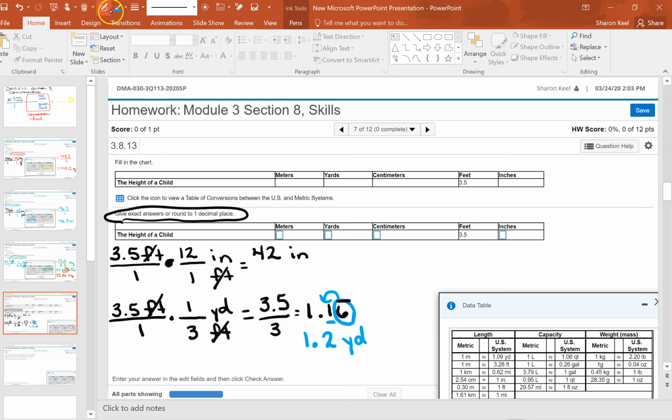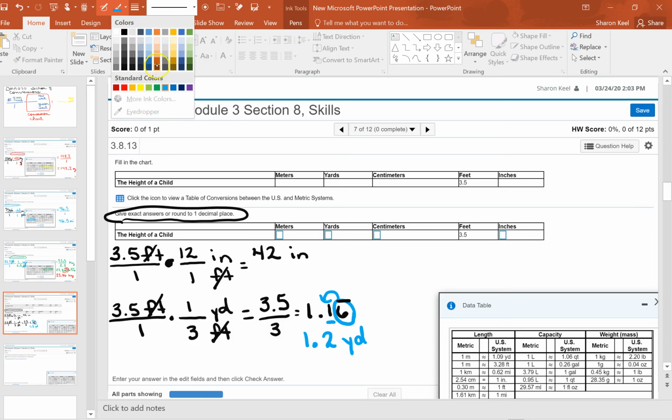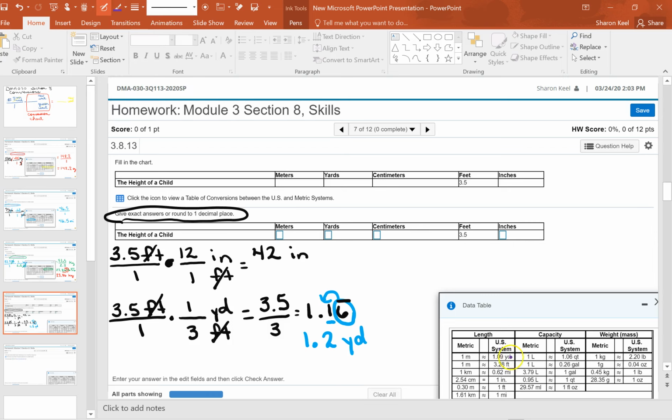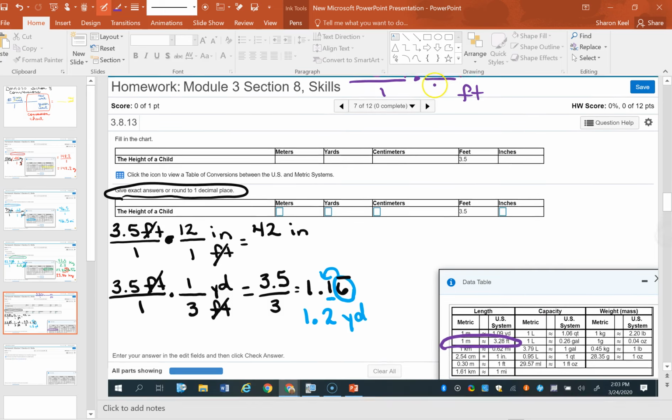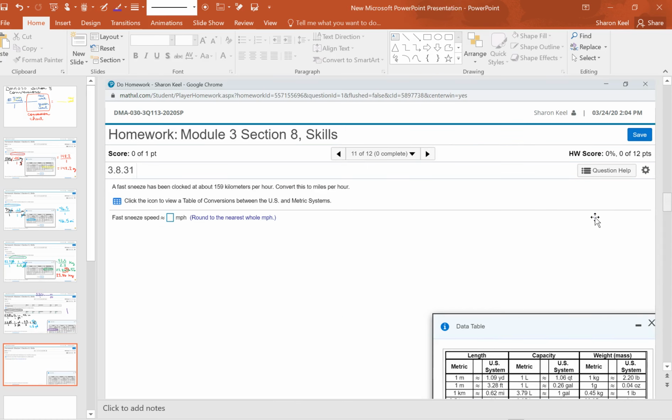Now for our next part, we're going to do customary to metric. So let's start back with our 3.5 feet. Let me look where we have feet converted to meters. So let's use that conversion first. Let me find a new spot up here. I'm going to do 3.5 feet over 1, and we're going to convert this to meters. I'm going to put feet on the bottom. Here, as we just said, I'm going to use 1 meter is 3.28 feet.